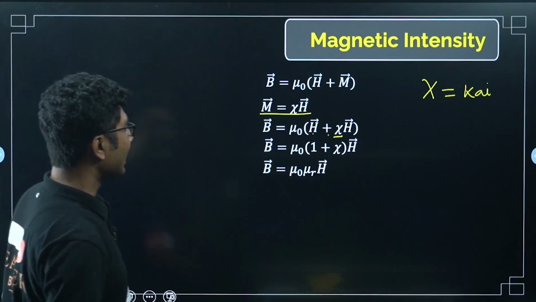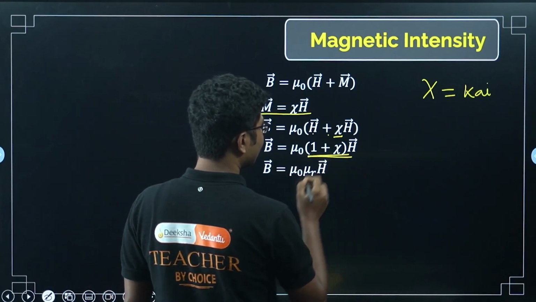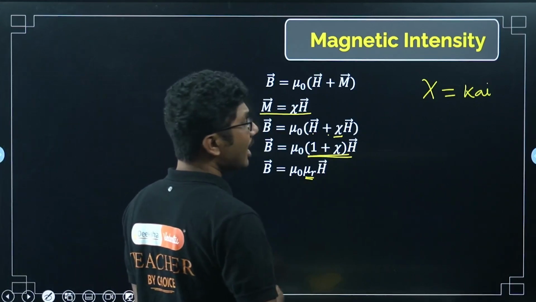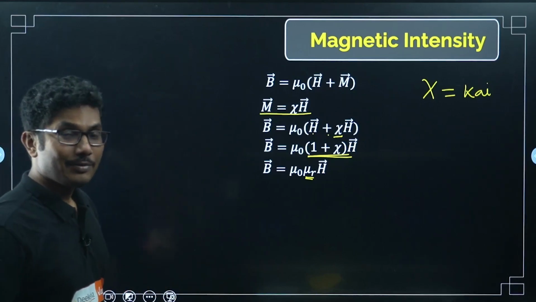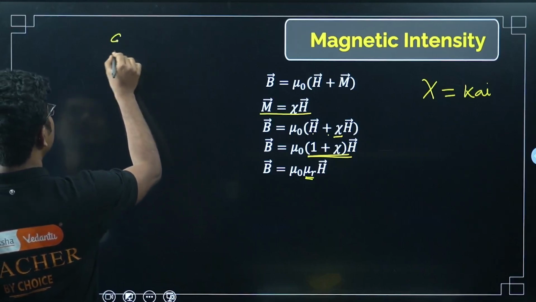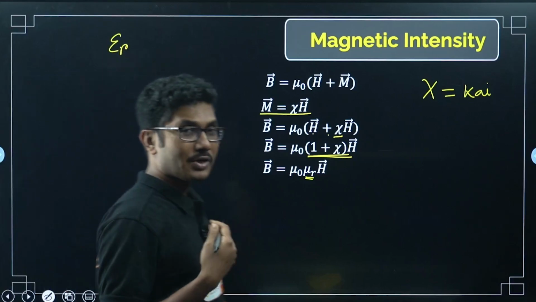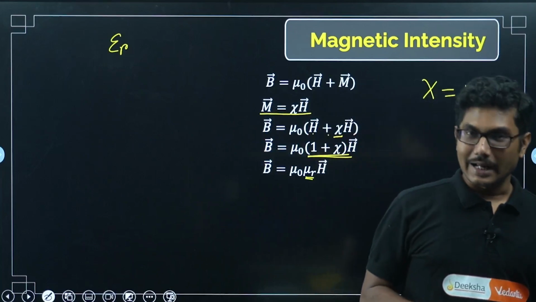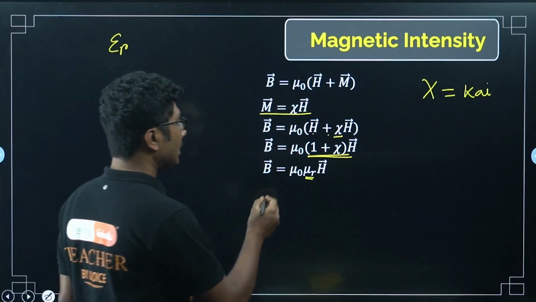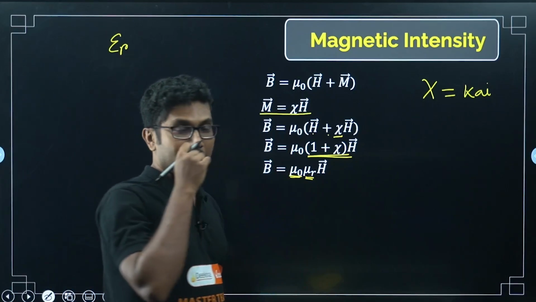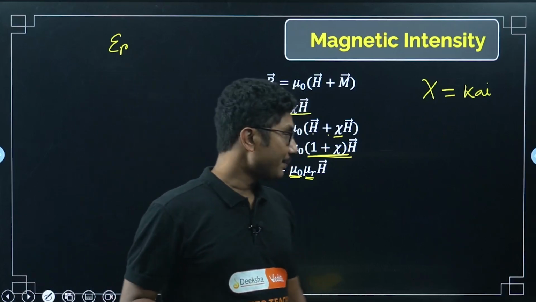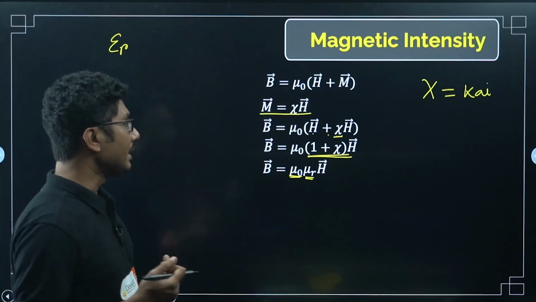Now we can define this 1 plus chi as mu R. Mu R is the relative permeability. In case of electric field we used a similar term, epsilon R. Later on we have seen this is also the dielectric constant, the same thing, also called relative permittivity. Now mu naught is the permeability of free space, and mu R is the permeability of any medium.